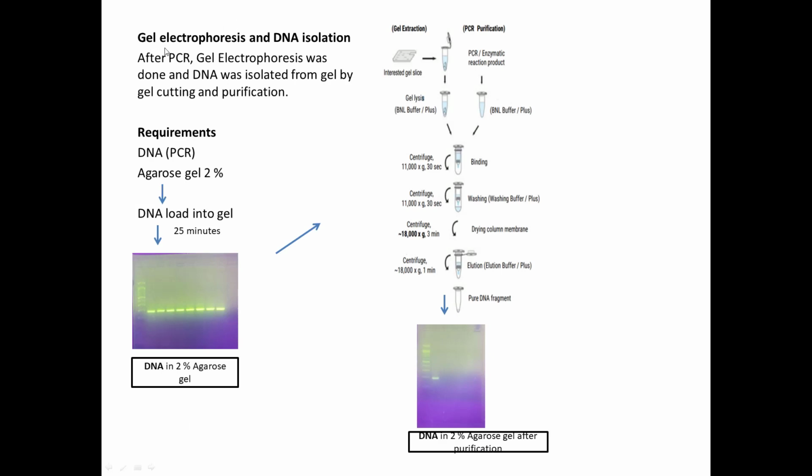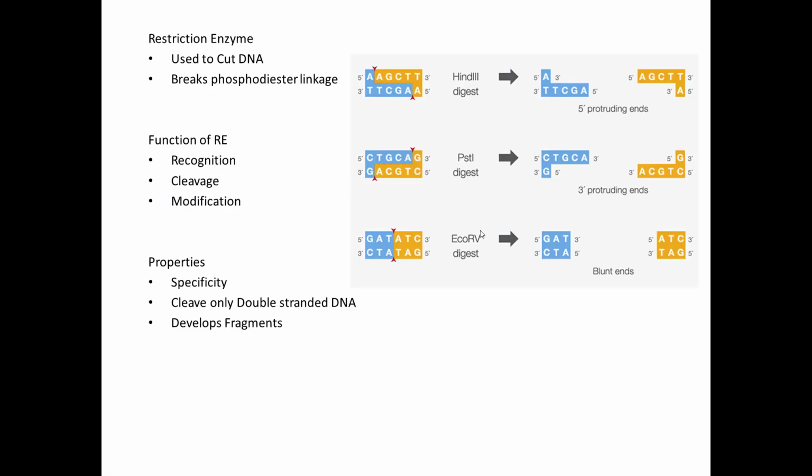And after confirming the reliability of the PCR, I used the DNA isolation method, which can be done by the same process of gel electrophoresis. Here the method used is that I cut the slice and put in the gel lysis BNL buffer, and I centrifuge, and again centrifuge with the washing buffer, and centrifuge to dry the membrane, and after that I use the elution. Instead of elution buffer, I generally use distilled water of about 30 microliter, and I get the pure DNA fragment. And after that I also did the gel electrophoresis, in which I get the band. Here we can see that.